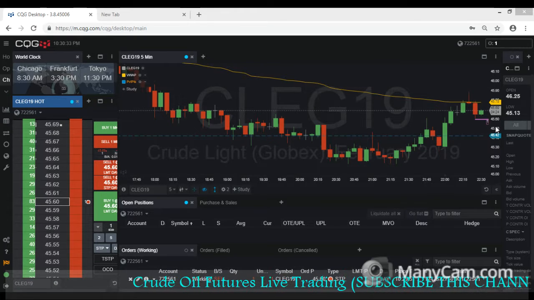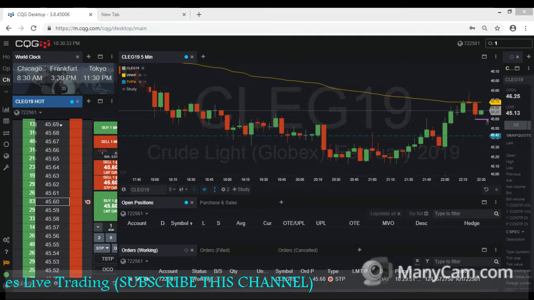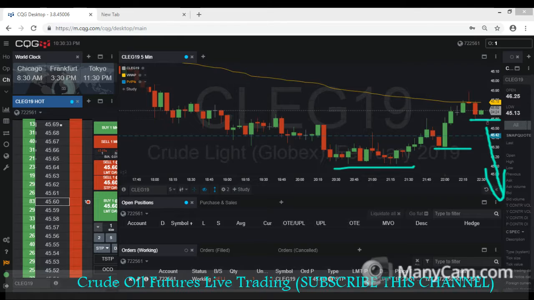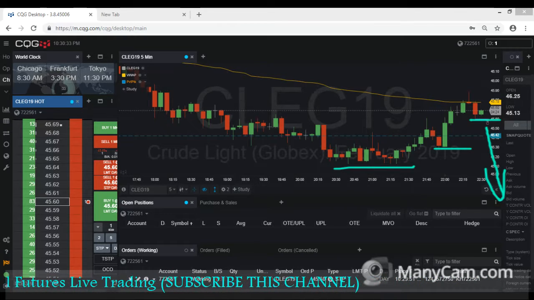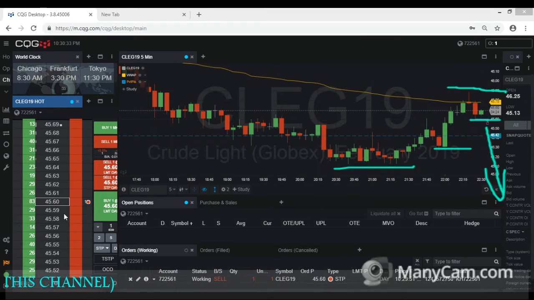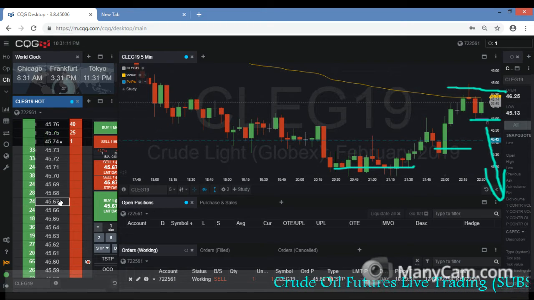Let me enlarge the chart a bit so you can see. Maybe my laptop is hanging right now. Never mind, but my stop limit order is here. This is the nearest low, and this is the second nearest low. I'm expecting a break through the nearest low to this entry level. Let's wait and see. Above this level, we might consider a bullish movement. 45.60 is my sell limit order, which is here. Hopefully everything goes fine.